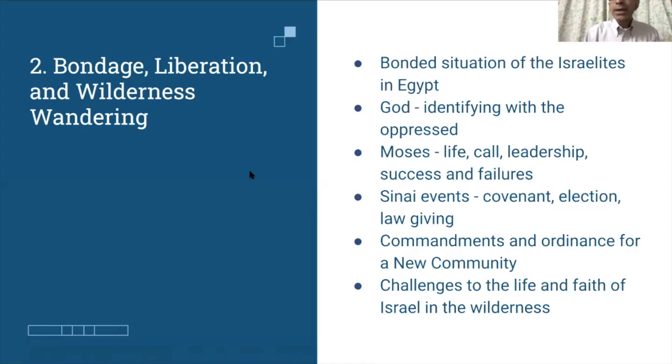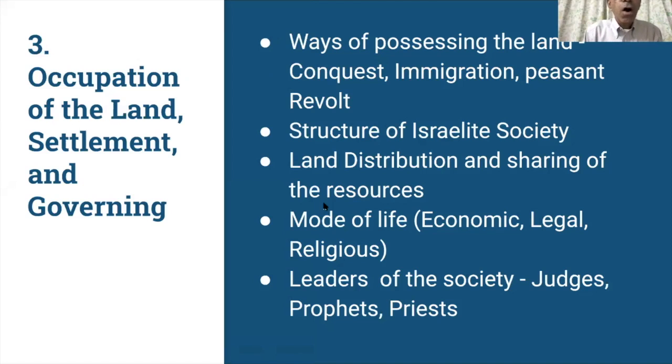So next we go to occupation of the land, the settlement, and the governing of the people. Under this, the ways of possessing the land. There are four, basically three, right? Not four, three. There are many other ideas also, by the way. There are many other theories that scholars have presented.